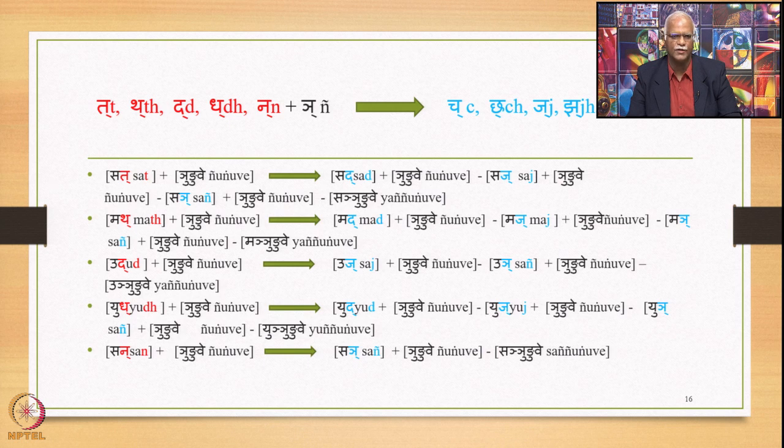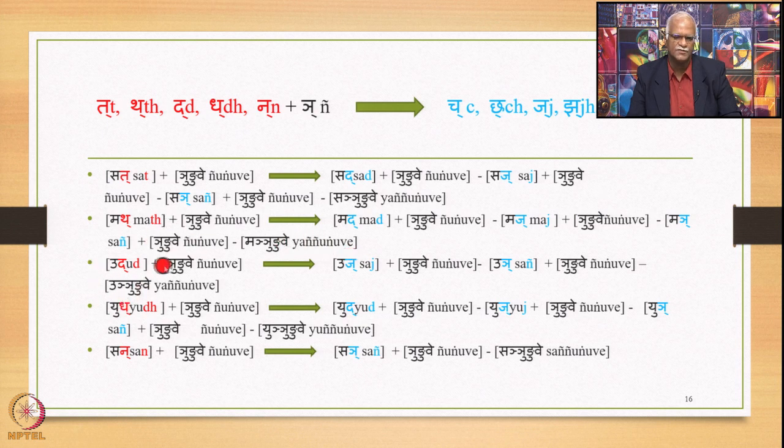Similarly, math plus yungove, jalam jashonte applies, and first we have madh plus yungove. The is substituted by j over here by the application of this particular sutra 8440, majh plus yungove. Then this j is substituted by ny by another sutra, and we have my yungove as the finally derived output.